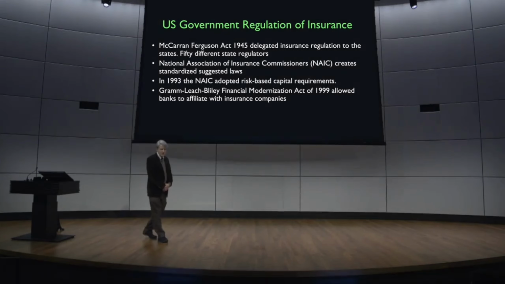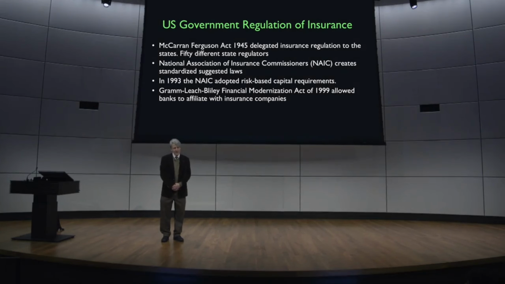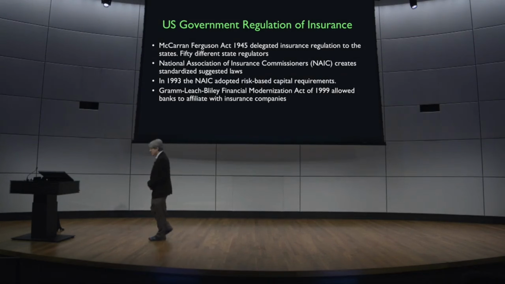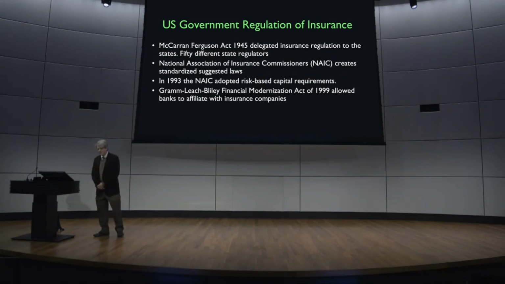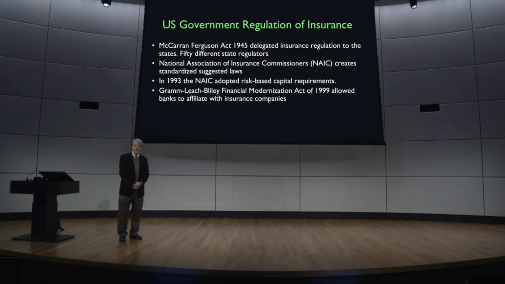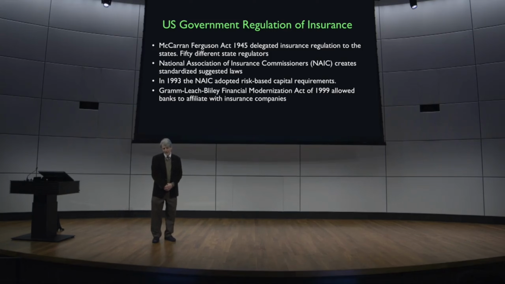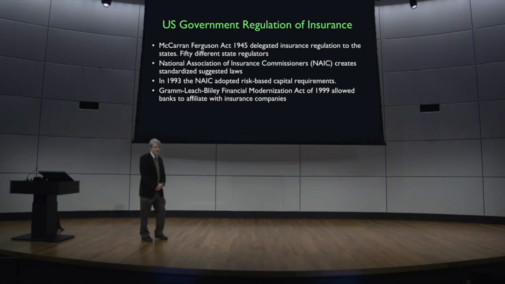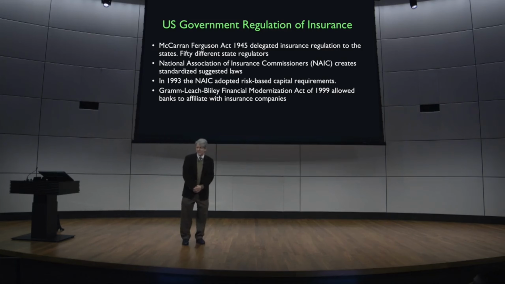The U.S. government took over securities regulation in the 1930s after the Great Depression. They formed the Securities and Exchange Commission to regulate stocks and bonds from the federal level. They never did that for insurance. In fact, the McCarran-Ferguson Act of 1945 delegated insurance regulation to the states. So there's 50 different state regulators, all different. Now this is chaos because companies like to operate nationally, but they have 50 different regulators, one for each state.